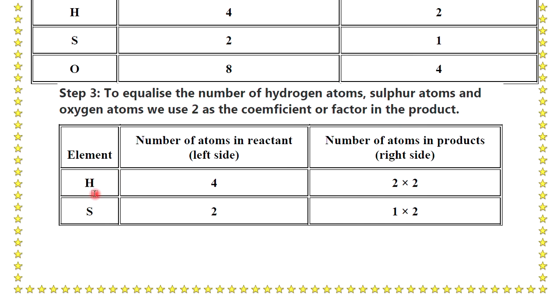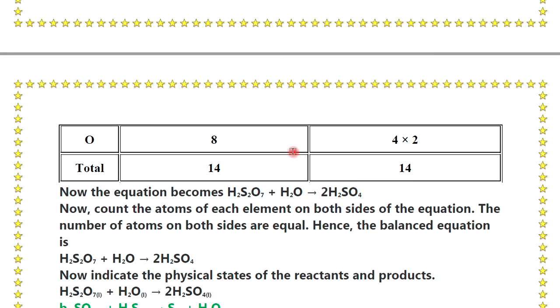Elements are hydrogen and sulfur. Number of atoms in the reactants are 4 and 2. Number of atoms in the product are 2 into 2 and 1 into 2. Oxygen is 8, so the number of atoms on the right side is 4 into 2. Total atoms are 14 here, and total atoms are 14 there as well.